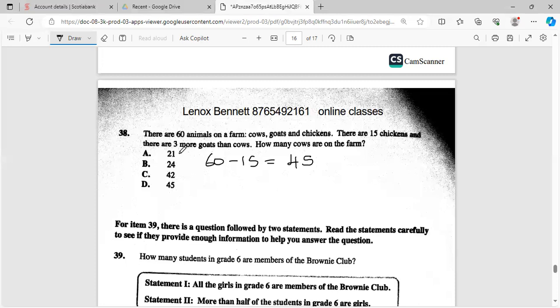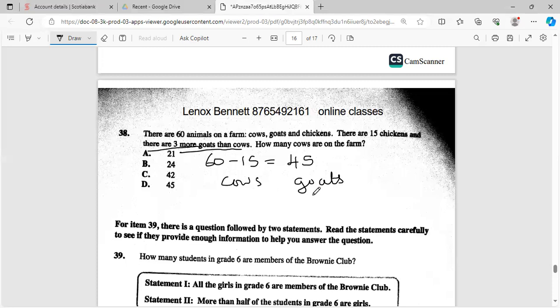And they say there are 3 more goats than cows. So think about it this way. We have cows and goats. But guess what? They say goats are more. So whatever combination we add up, goats should be more, right? So let us see, if we split that, it would be about 22.